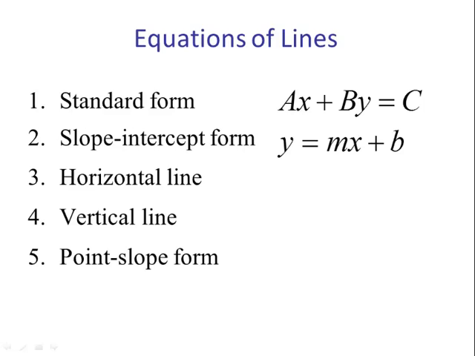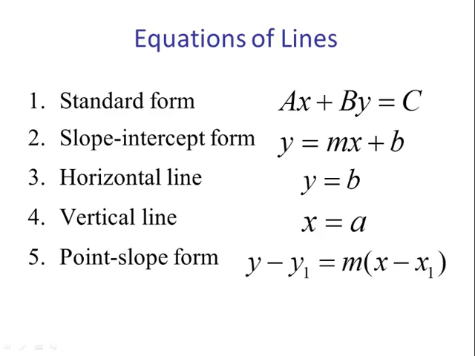The horizontal line, as we learned in the last video, is y equals b. The slope is 0. For a vertical line, this is the only line that cannot be written y equals mx plus b, and that is x equals a. And lastly, the point slope form looks like this: y minus y1 equals m times x minus x1.